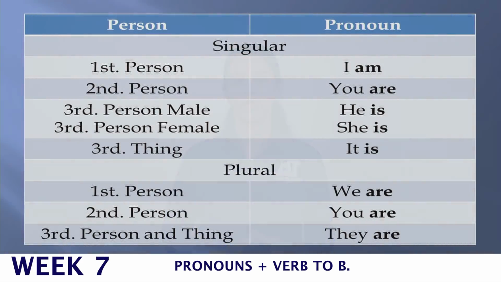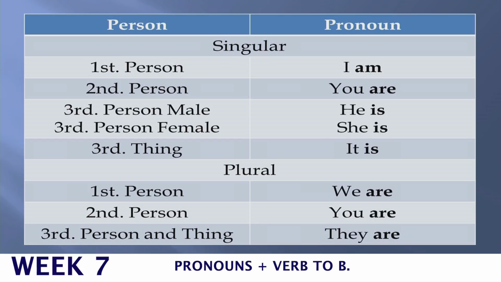Now we're going to combine the verb to be using it with the pronouns that we saw previously. We're going to see it in the singular and the plural form. So for the first person, we would use I am. For the second person, you are. For the third person, male, he is. For the third person, female, she is. For the third thing, it is.